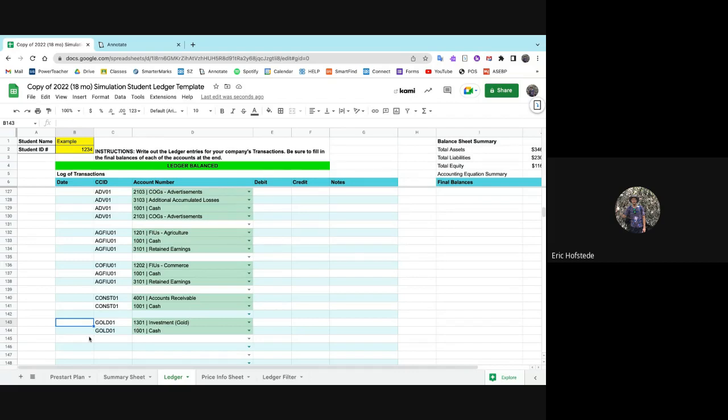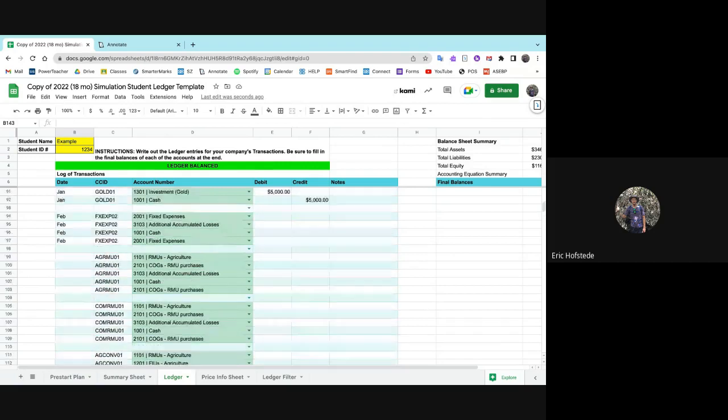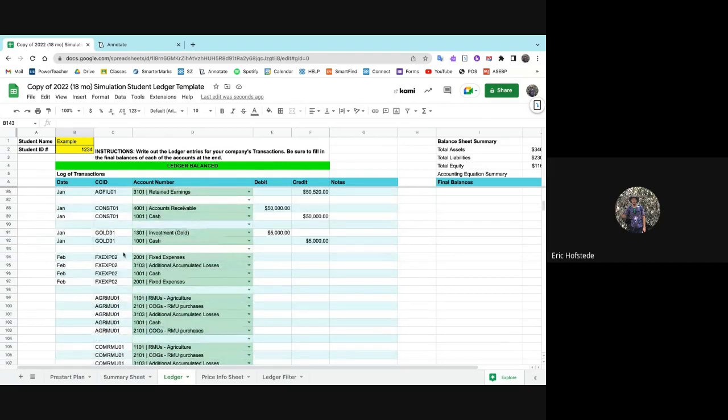Another video for the simulation ledger. This one's going to go through a little bit of the more advanced or trickier ledger entries. So we'll pick up where we left off in our ledger basics video. We had bought some gold, $5,000 of gold to be exact.